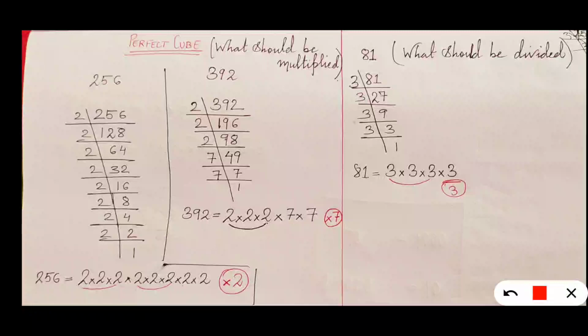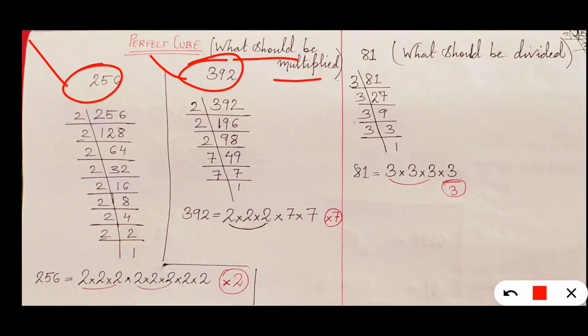If you see, suppose these numbers are already given and it has been told that it is not a perfect cube. It is not a perfect cube. So what number should be multiplied? What is the smallest number that should be multiplied with these numbers to get a perfect cube? So you have to find that smallest number that should be multiplied with these two numbers to get a perfect cube.